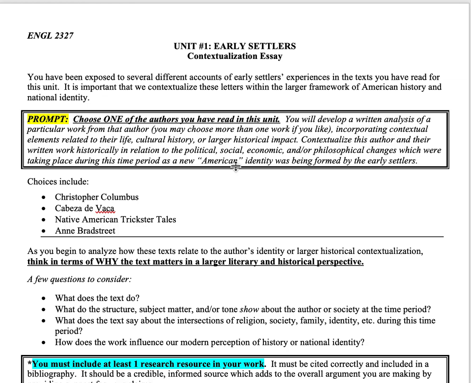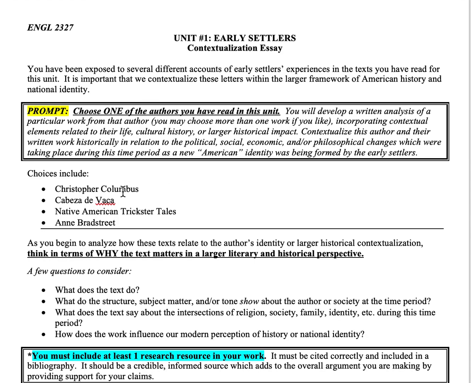So you're looking at the political, social, economic, or philosophical changes that were taking place as this new American identity was being formed. So I want you to make sure that you keep the focus on the text. Don't let this become a biography or a history essay. You want to make sure that you're analyzing the text in detail.